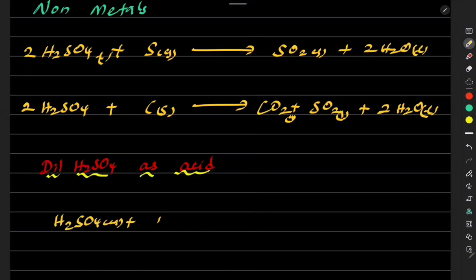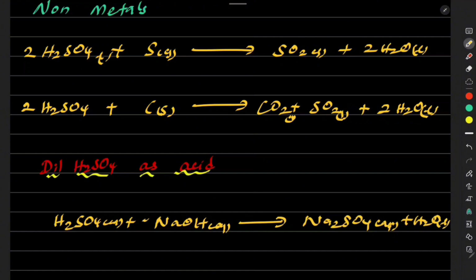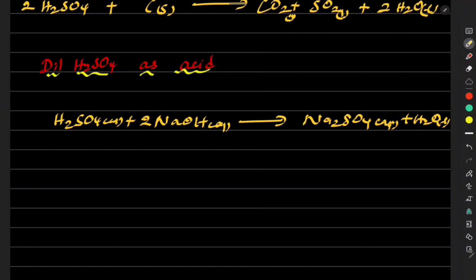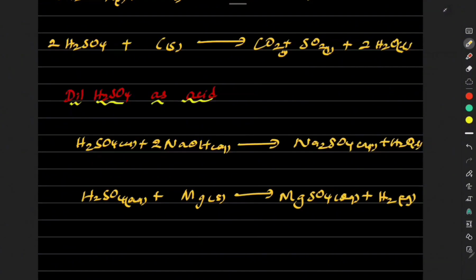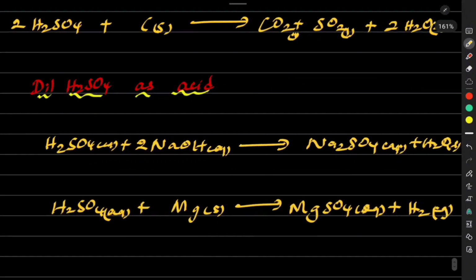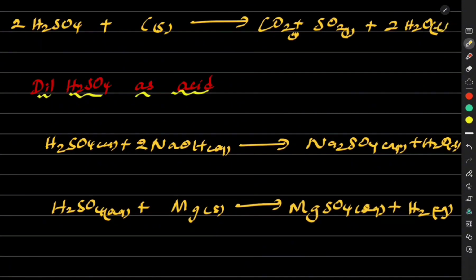H2SO4 plus NaOH: acid plus base forms salt, Na2SO4, and water liquid. The next one, diluted H2SO4 plus metal magnesium forms the sulfate, MgSO4, plus H2 gas. We already learned that the reaction of concentrated H2SO4 and magnesium forms sulfur dioxide, magnesium sulfate and H2O liquid. Here, diluted H2SO4 reacts with magnesium and forms magnesium sulfate and H2 gas.